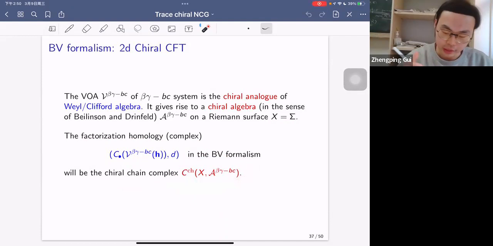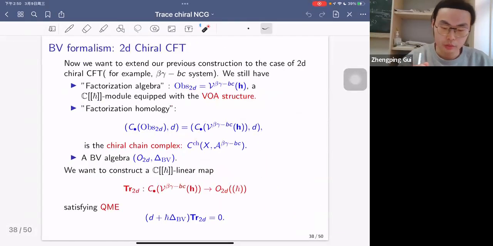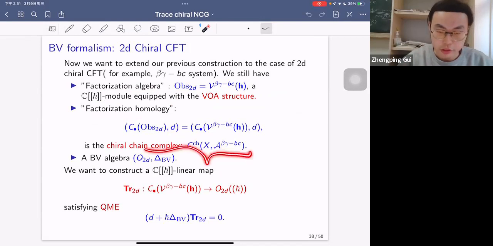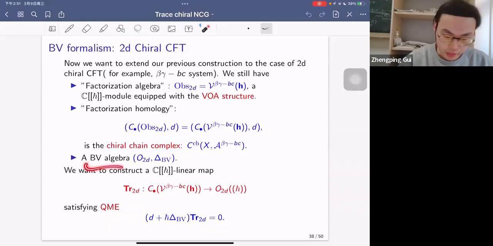This chiral chain complex computes the chiral homologies, almost parallel to the one-dimensional case. So the factorization algebra is now a vertex operator algebra, and the factorization homology is now the chiral chain complex using several resolutions. We first use the Chevalley-Eilenberg complex on the D-modules and use the Spencer resolution and the Dolbeault resolution. And we also have a finitely generated BV algebra. The point is that we want to construct a chain map from the chiral chain complex to this BV algebra. This means that we want to solve this quantum master equation.